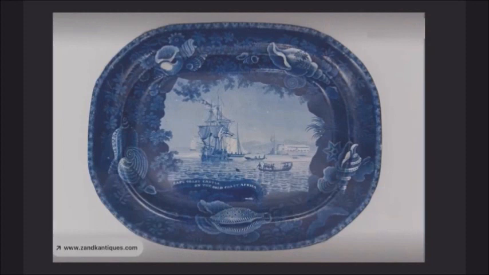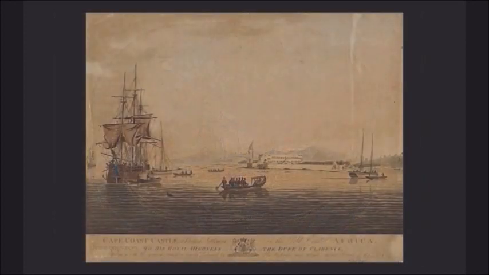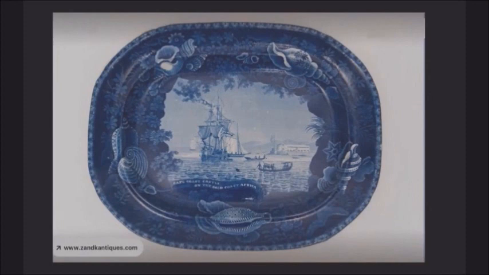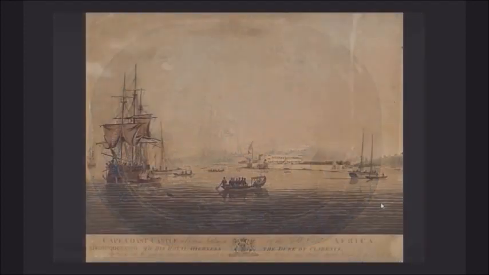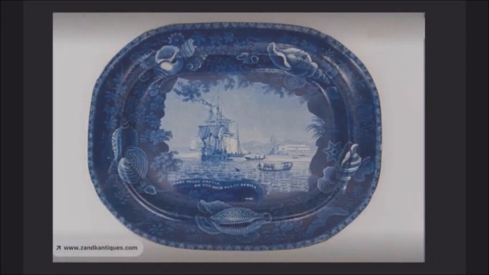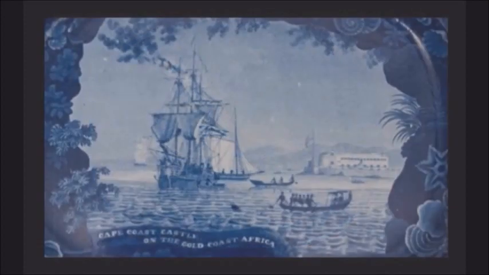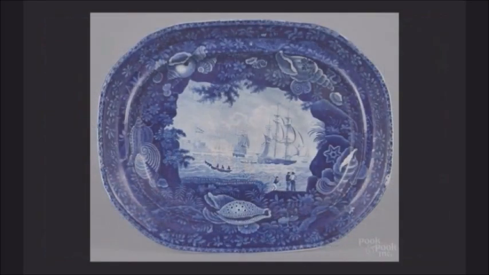It's so popular, though, that it's actually reproduced as a print. You can see the image here. And then when the technology emerges to transfer images to flatware, to platters like this, they're transferred onto plates, and serving plates in particular, so that you can enjoy the image while you're having your meal. As it says, Cape Coast Castle on the Gold Coast of Africa.